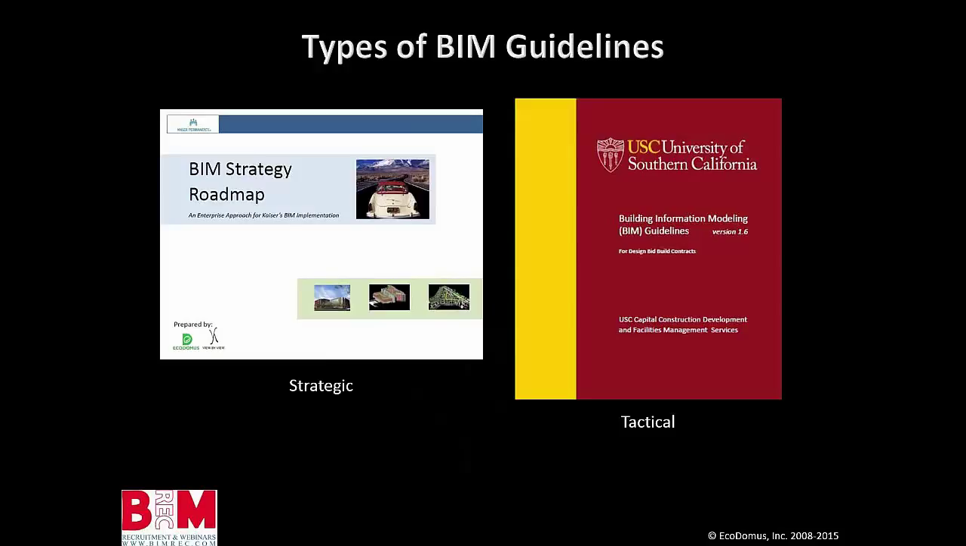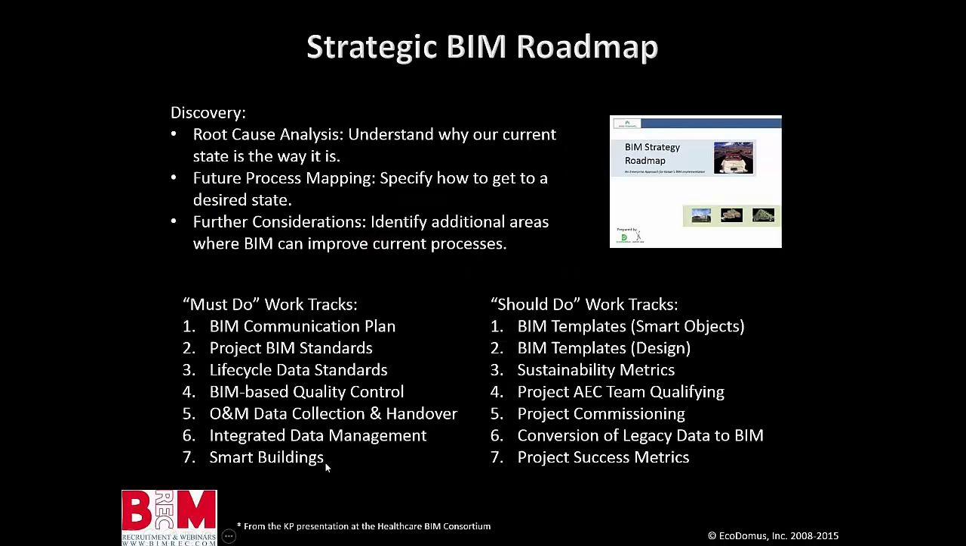The guidelines that we develop are of different types. Strategic guidelines look at the organization as a whole, and at the major workflows that can be affected by BIM. There are also tactical guidelines, which are more detailed. That's where you go to the level of granularity where you describe particular attributes for a particular type of equipment. Here are some examples of the guidelines we work with for the University of Southern California and for Kaiser Permanente, which is the largest healthcare facility owner in the United States.